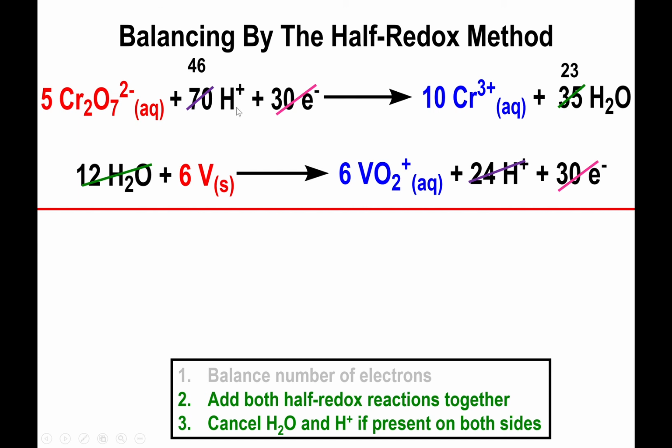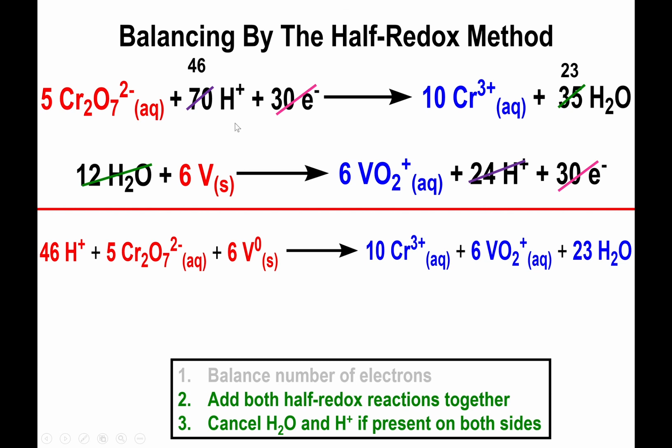And at this point, you add everything together, meaning that you combine all the reactants and keep them on the reactant side. You combine all the products and keep them on the product side. So we'll have 5 dichromates plus 46 H pluses plus 6 vanadium zeros, all on the reactant side. On the product side, we'll have 10 chromium 3 pluses plus your 23 waters plus 6 vanadiols, and that's pretty much the end of the story. So you just bring it all down, and at this point your equation should be balanced.